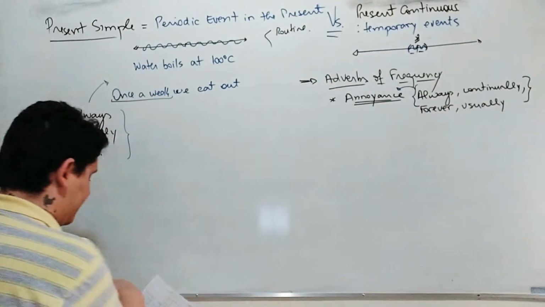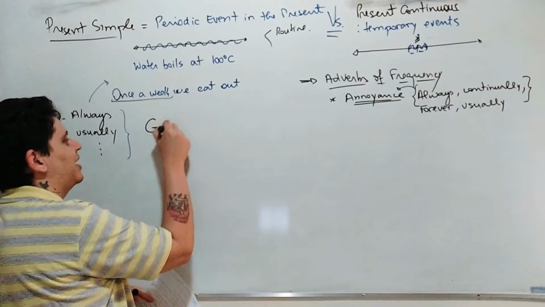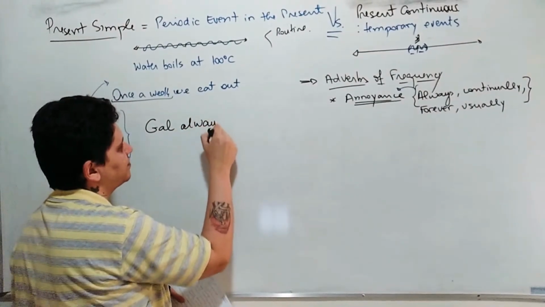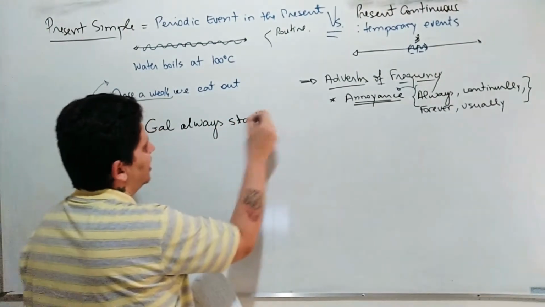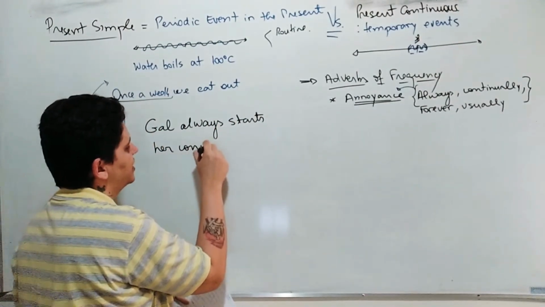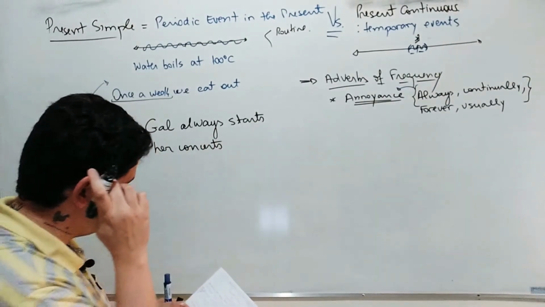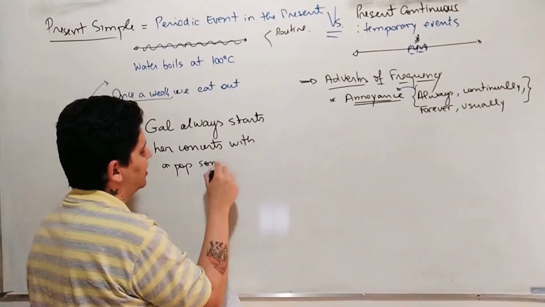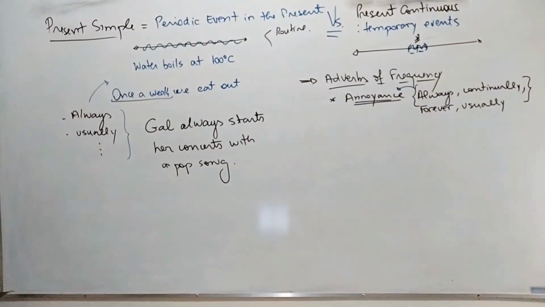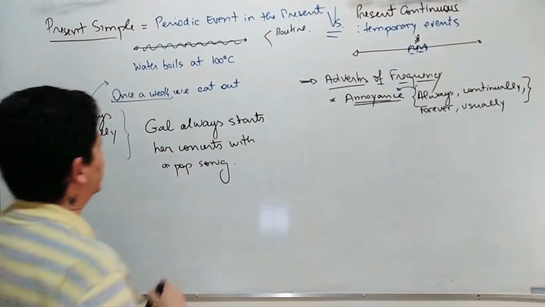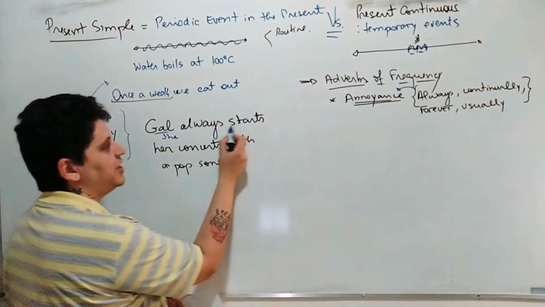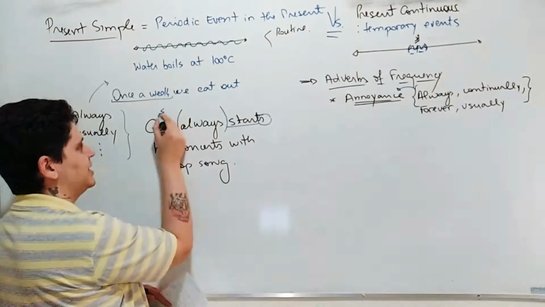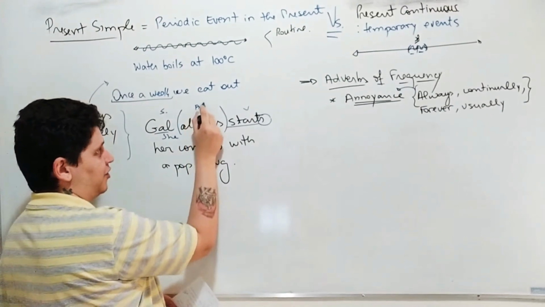So in this first case, I'm going to say Gao, which is my muse, my goddess. She always starts her concerts with a pop song. A pop song. Okay, so this is a very typical example of present simple, right? Gao is she. We know that for he, she, it, we need to add s at the end of the verb. Between the subject and the verb, I have an adverb of frequency.